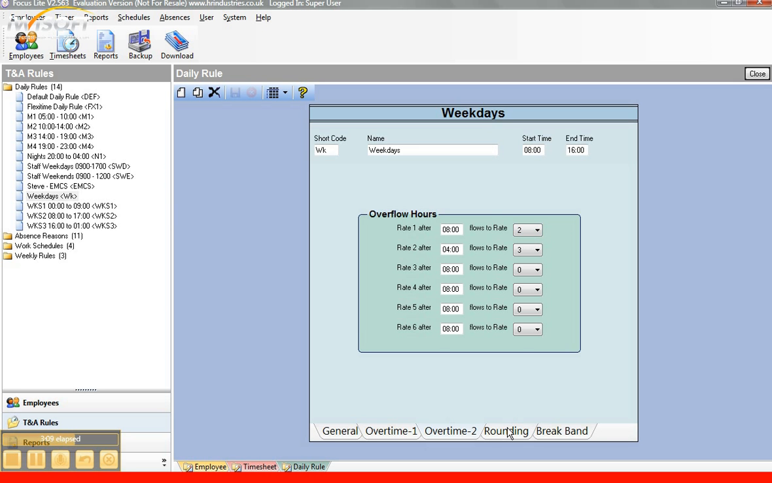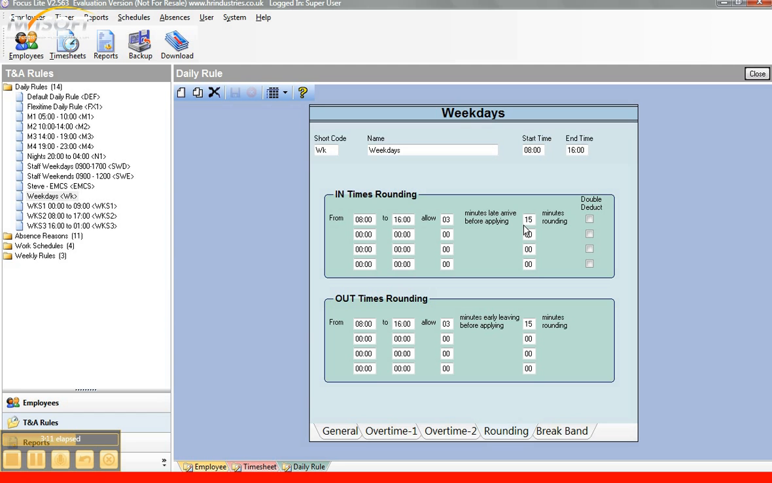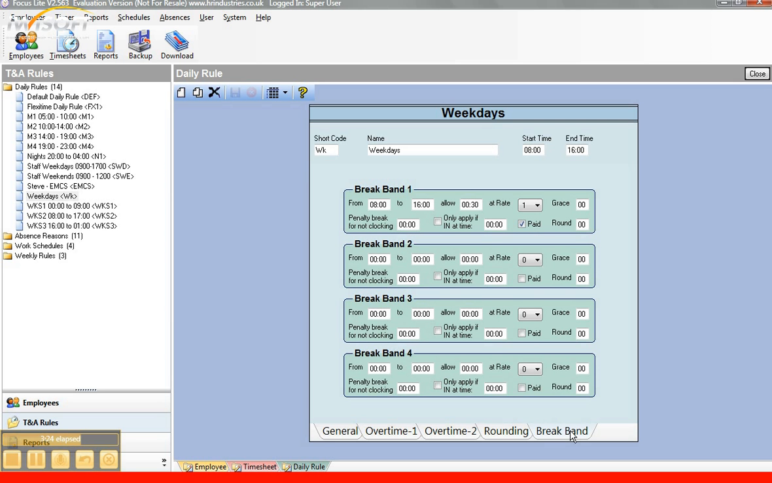We can also apply rounding rules, such as 15-minute rounding with a grace period of 3 minutes. So, when an employee arrives over 3 minutes late, that clocking will be rounded to the nearest 15 minutes. Breaks can also be set within the daily rules and can be set to paid or unpaid and will automatically be deducted from the daily rules total.